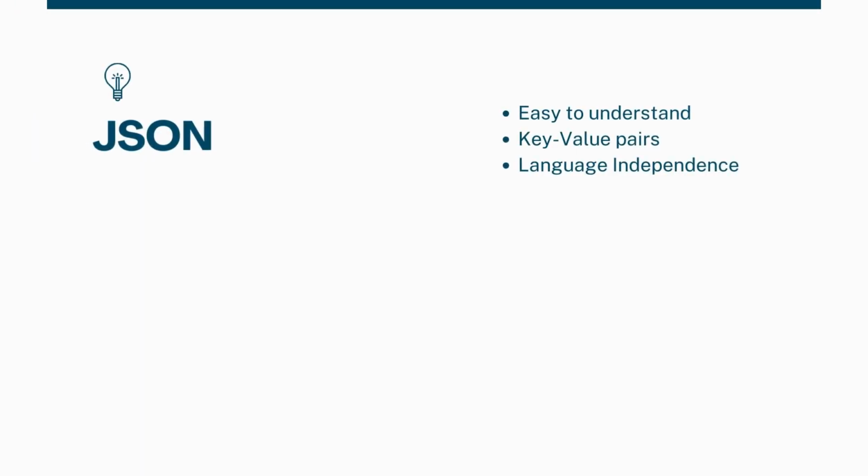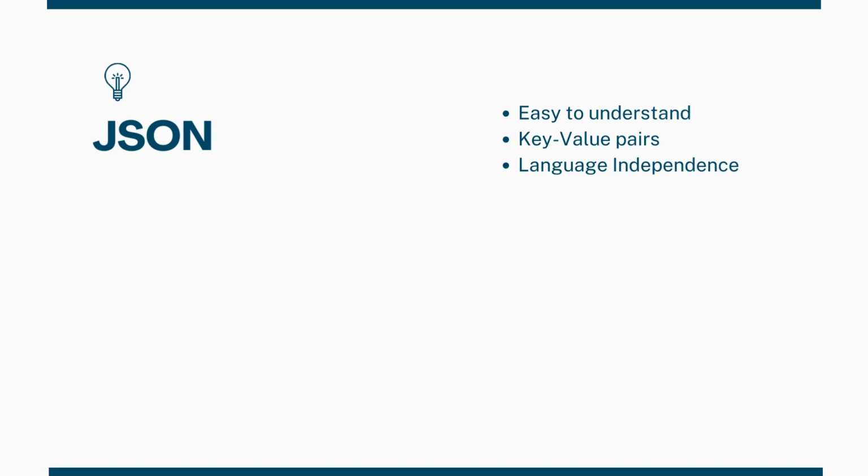JSON stands for JavaScript Object Notation. It's a lightweight data exchange format that is widely used for data serialization and communication between applications. If that sounded like a bunch of jargon, then don't worry. It simply means that it is much easier to understand and parse JSON formatted data for both humans and machines.